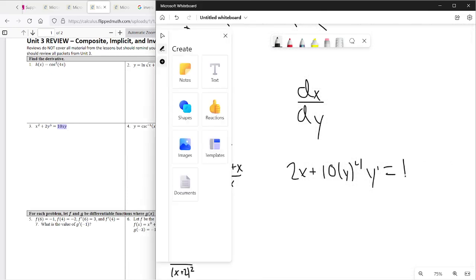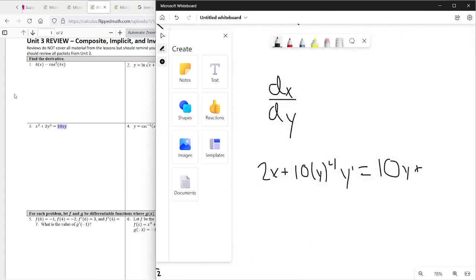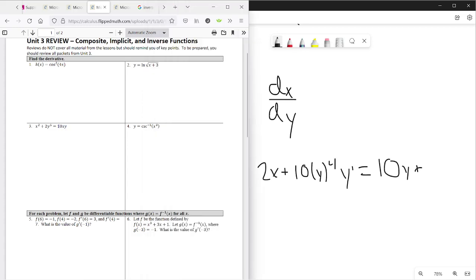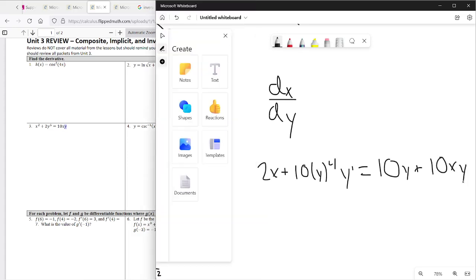So we're going to have 10y plus, and so that's the derivative of 10x times y, plus the derivative of y, which is y prime, times 10x, so 10x y prime. Let's get all the terms with the y prime onto one side. And let's actually simplify this. We can divide everything by 2 at this point. 5y to the fourth y prime minus 5x y prime equals 10y minus 2x.